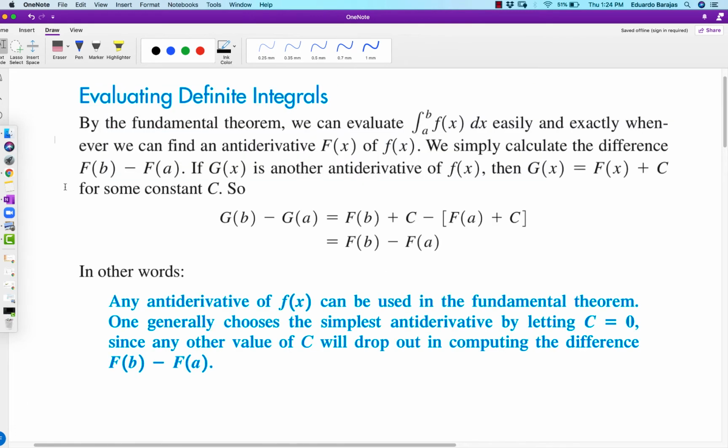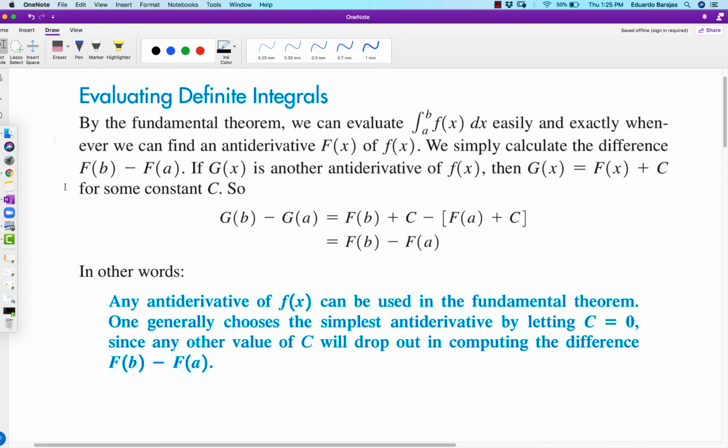So the fundamental theorem of calculus gives us a way to evaluate a definite integral from a to b of f of x dx easily and exactly whenever we can find an antiderivative capital F of x of lowercase f of x. We simply calculate the difference capital F of b minus capital F of a.